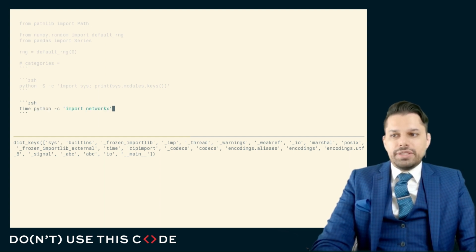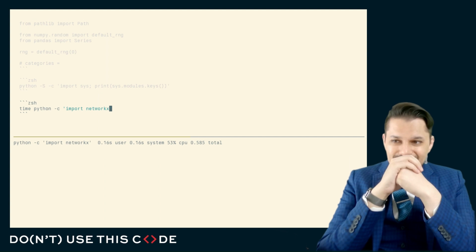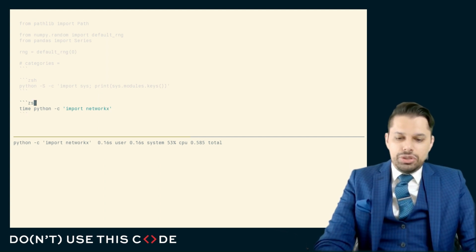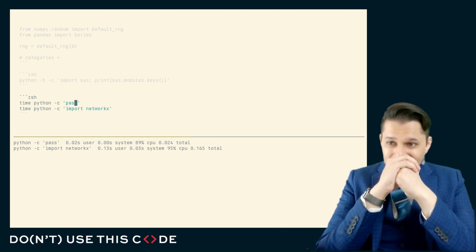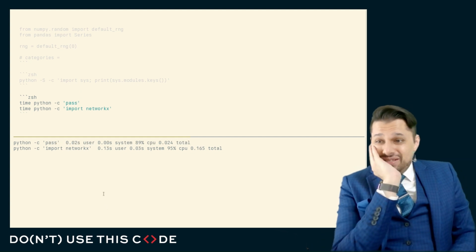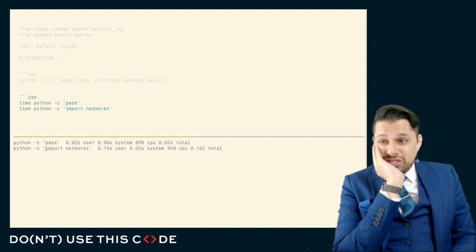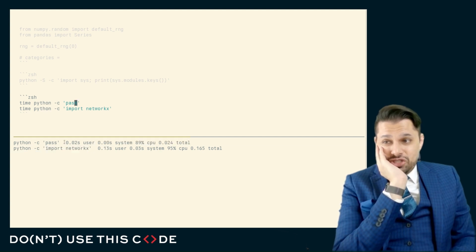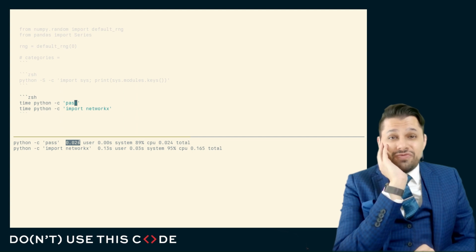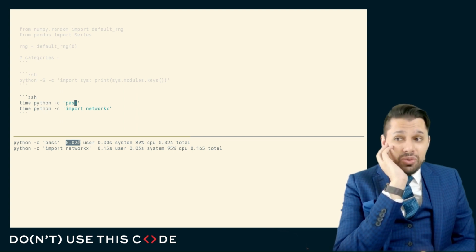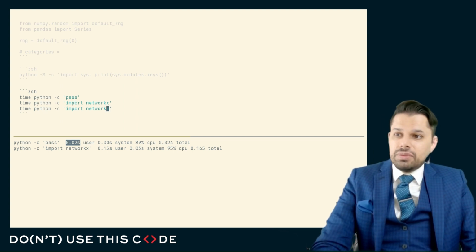Let me import networkx, just show you how long it takes to import networkx. Let's do the same operation with just a pass. So it took me 0.13 seconds to just import networkx versus 0.02 seconds of wall clock time to do nothing in this program. There are certain modules out there, third-party modules, that are just very, very expensive to import. NetworkX is one of them.